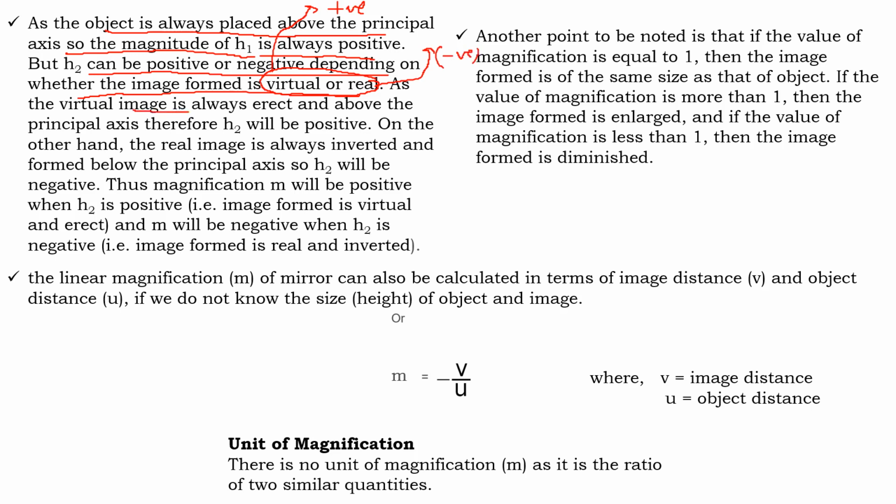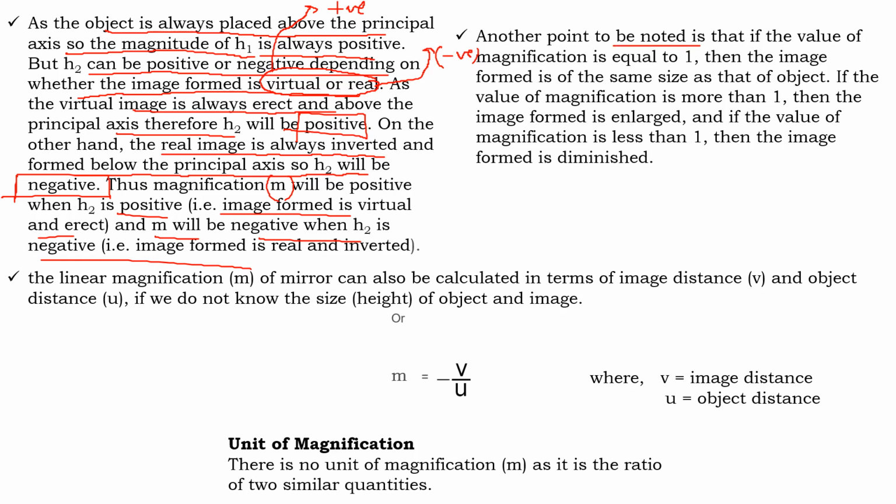As the virtual image is always erect and above the principal axis, therefore it is positive. On the other hand, the real image is always inverted and found below the principal axis, so it is always negative. This magnification M will be positive when h2 is positive, the image formed is virtual and erect, and M will be negative when h2 is negative. These things you will understand when we do some numericals.